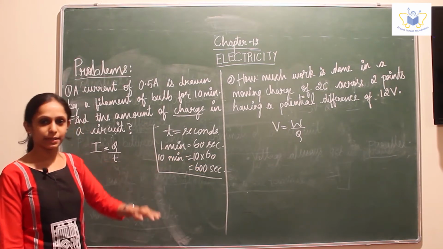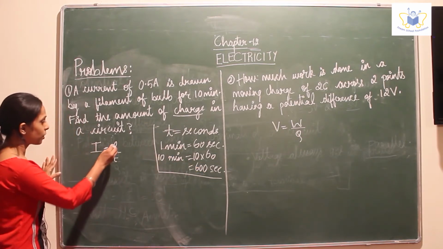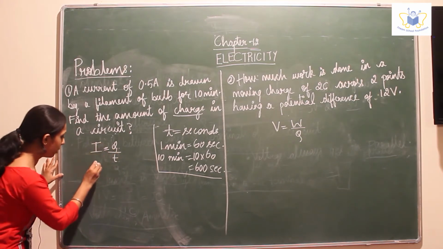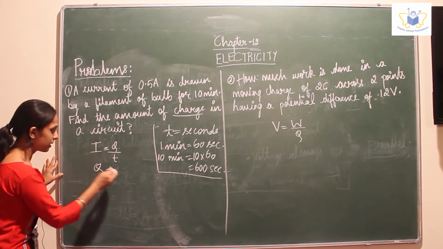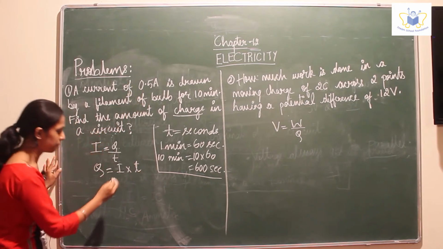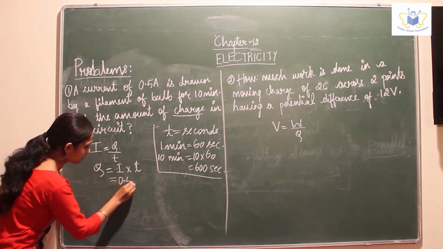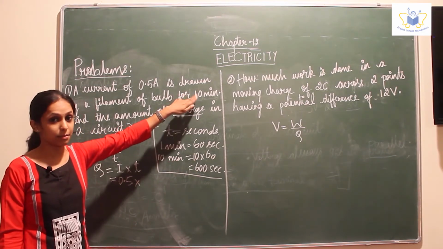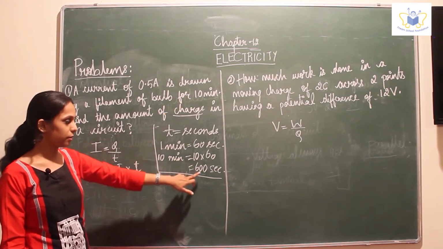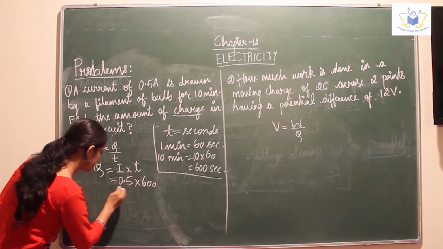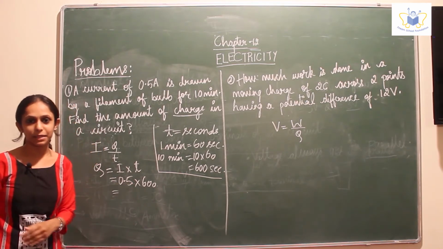So let me take this input and solve it here. I want Q, so keep Q on this side and send all the other terms to the other side. So Q becomes I into T. What is I? 0.5. What is T? 600. Please don't consider this in minutes, your answer will go wrong. So it is 600. Please solve and tell me the answer.